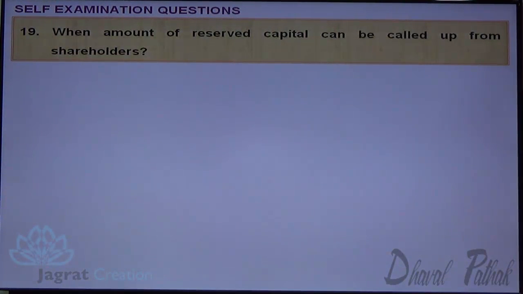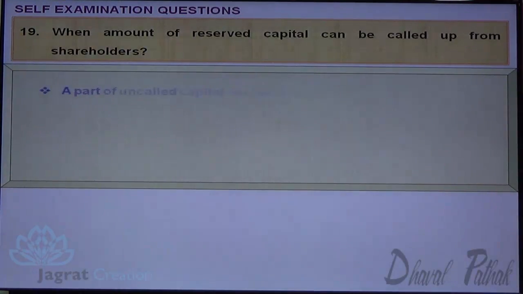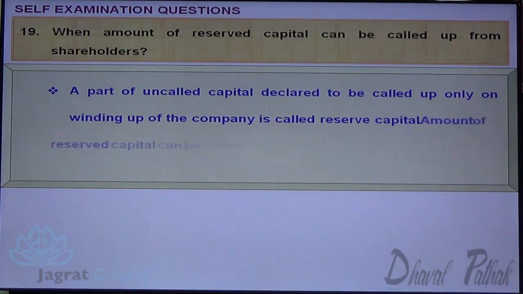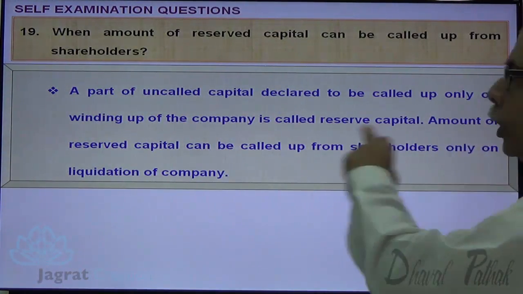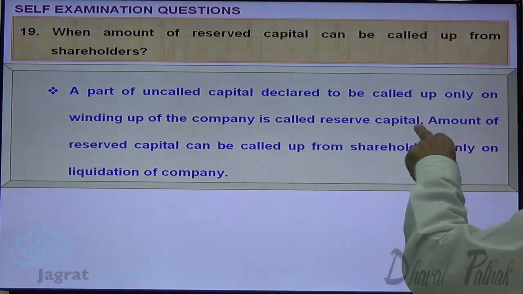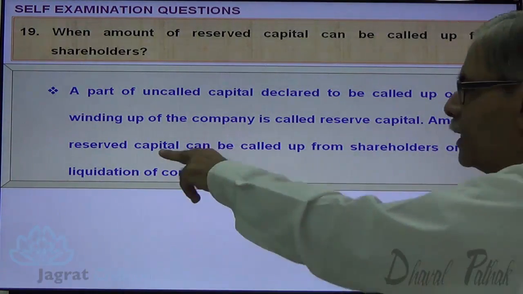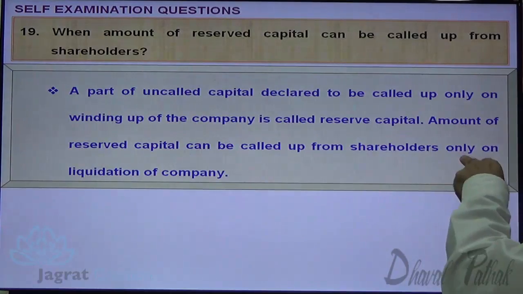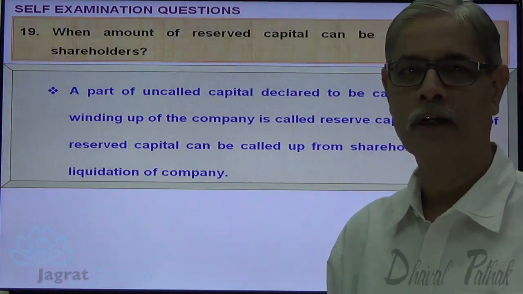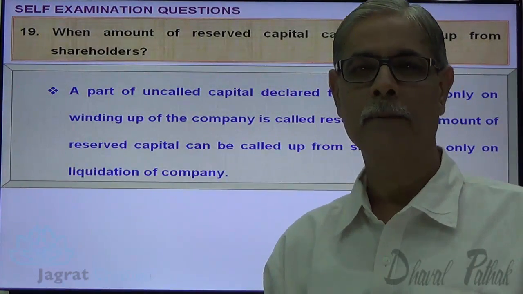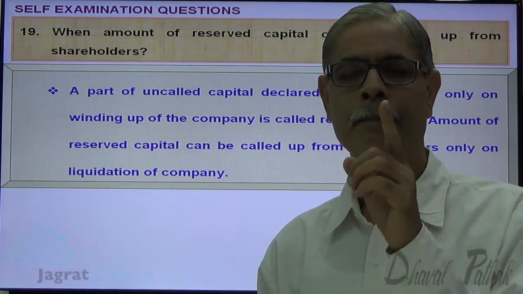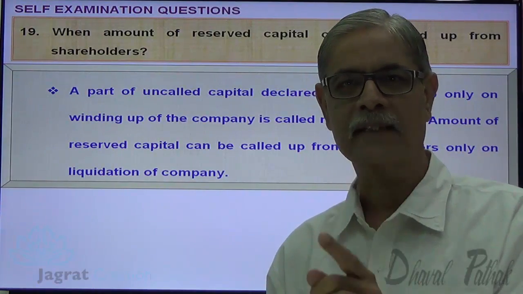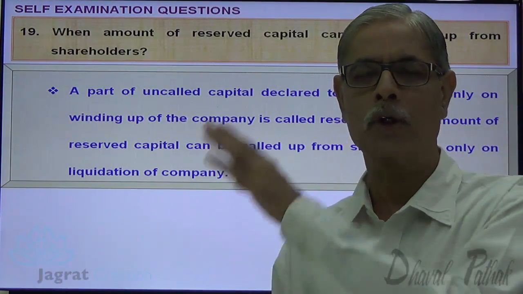When can the amount of reserve capital be called up from a shareholder? A part of uncalled capital declared to be called up only on winding up of a company is called reserve capital. The amount of reserve capital can be called from a shareholder only on liquidation of a company. What is winding up of a company? Winding up of a company is a legal process by which the corporate existence of a company can be brought to an end.